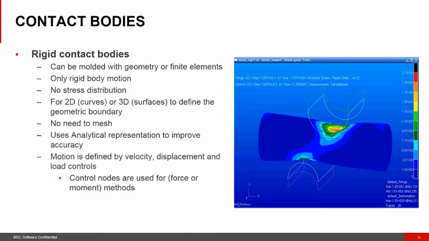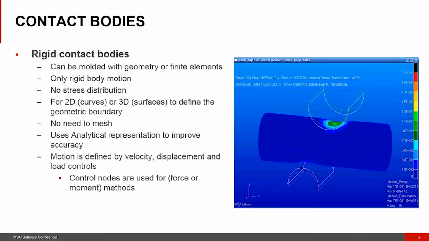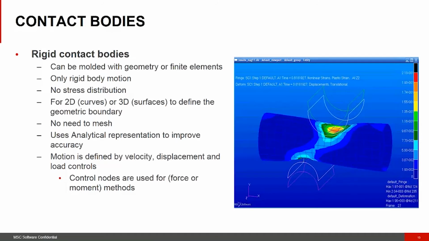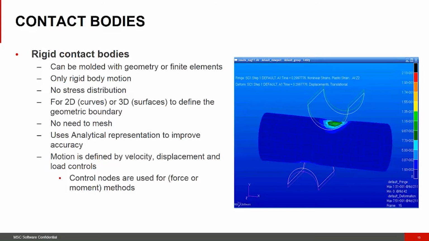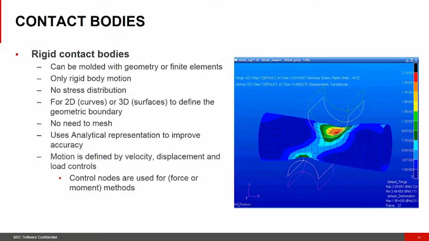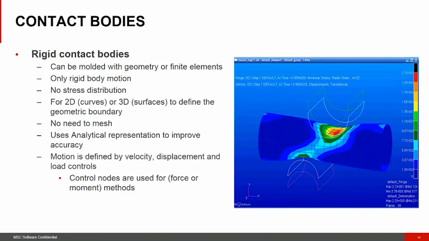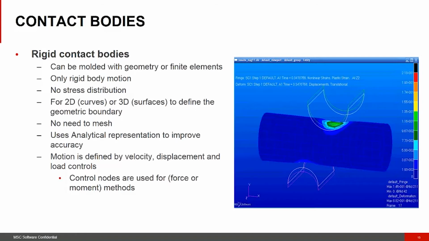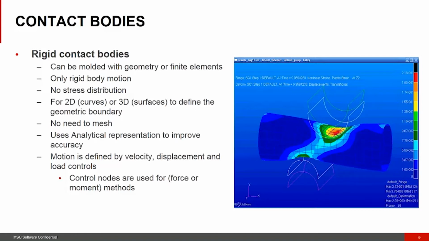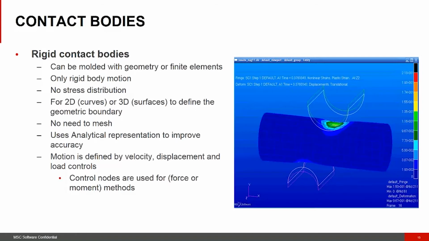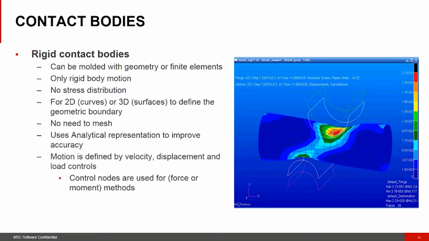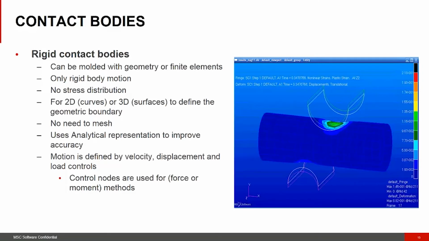And it's using the analytical representation to improve the accuracy, especially in cases where we have a curved surface. That's going to be much more useful. And there are 3 ways to define the motion of the rigid body. One is to use velocity, one is to use displacement, or one is to use load. And for the cases that you define a load to define the motion of the rigid body, one can use control nodes and define a force or moment for the control nodes.